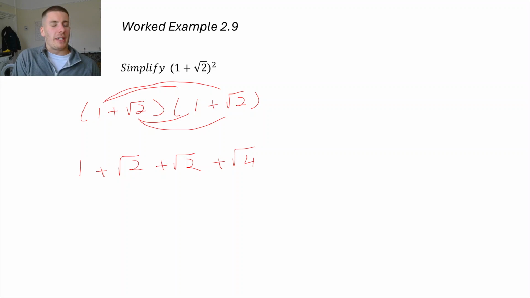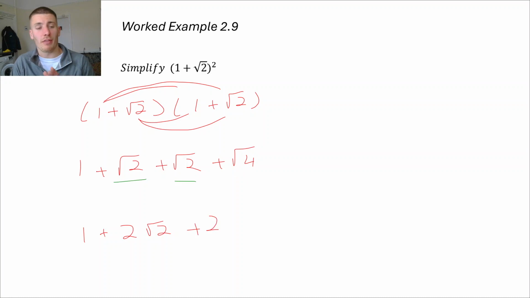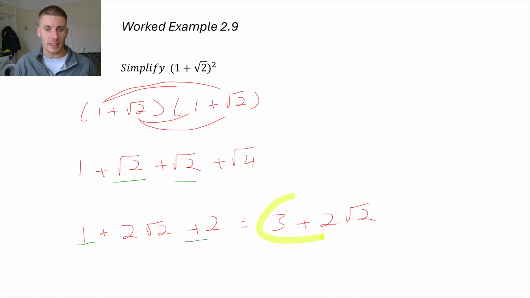Overall, we can simplify this a bit further because root 2 and root 2 are like terms, so we're going to get 1 plus 2 root 2, and root 4 is simply equal to 2, so plus 2 on the end. But you can simplify it further because 1 add 2 is simply equal to 3, so this is equal to 3 plus 2 root 2. So that is your answer, fully simplified. You can't simplify it any further because you can't break root 2 down any further. And you definitely cannot combine 3 and a root 2.